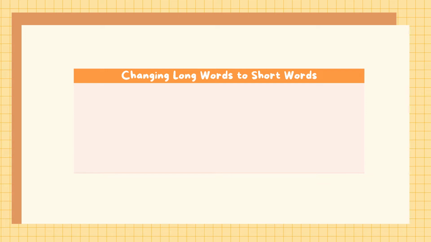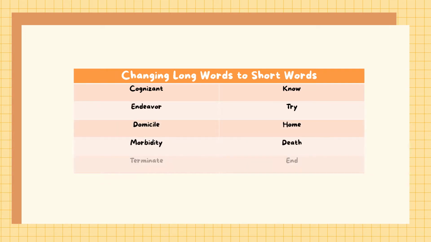Of course, some multisyllabic words cannot be changed. We cannot replace engineer, telecommunications, or internet. Other words, however, can be avoided. So here in this table, let's try to change long words to short words. So cognizant can be changed to know, endeavor to try, domicile to home, morbidity to death, and terminate to end.